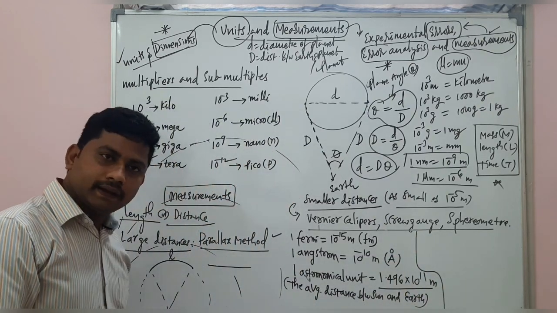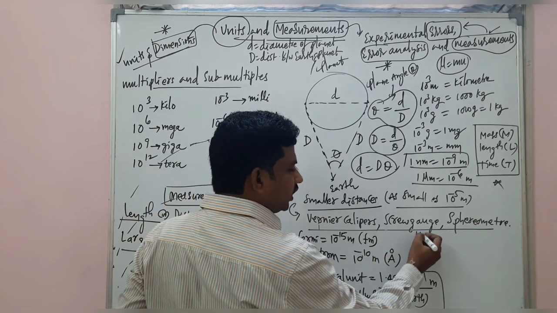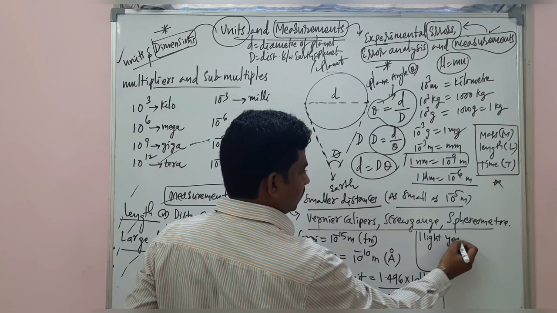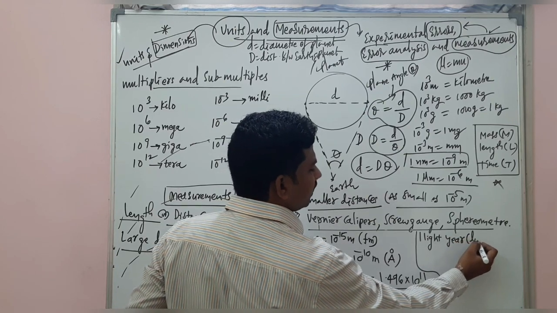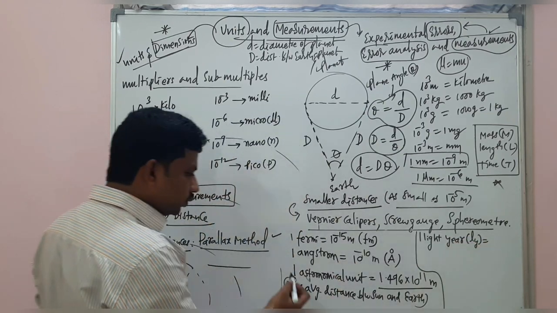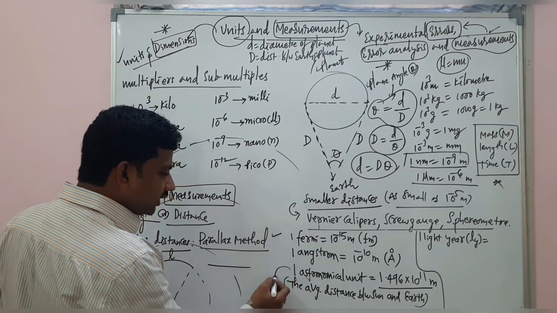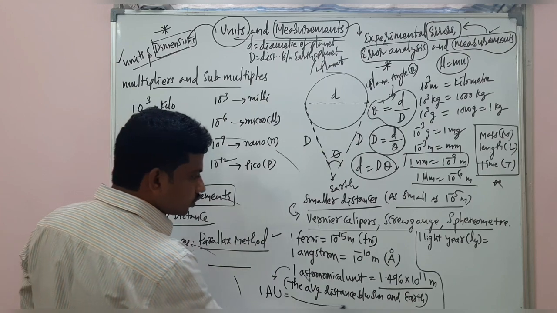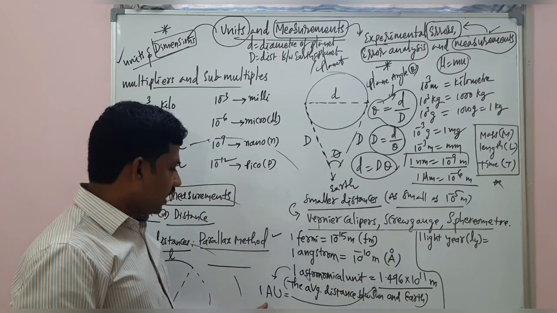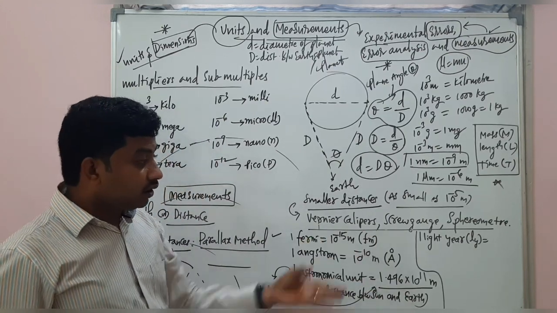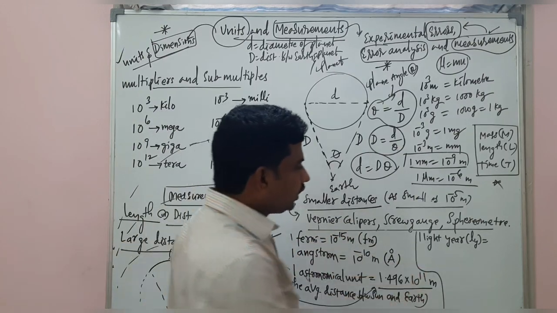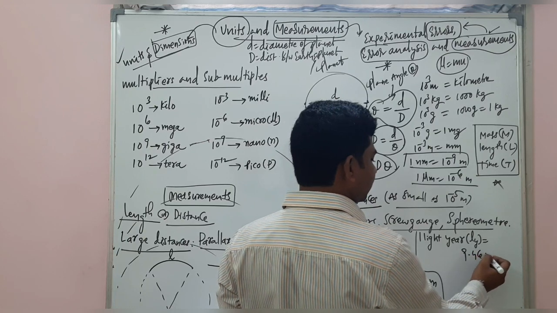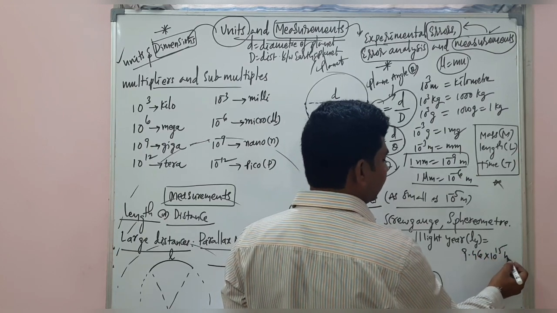Alright. Now, the next one is 1 light year, denoted with the symbol ly. So before that, 1 astronomical unit can be written in this way: 1 AU is equal to this much. No confusions. 1 light year is equal to 9.46 into 10 raised to 15 meter.